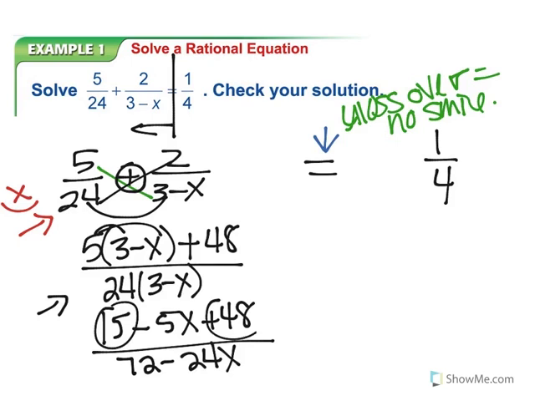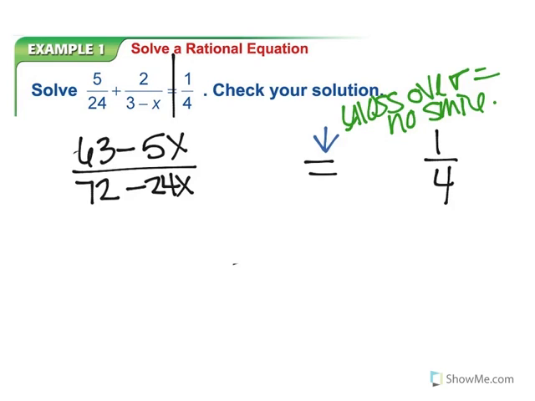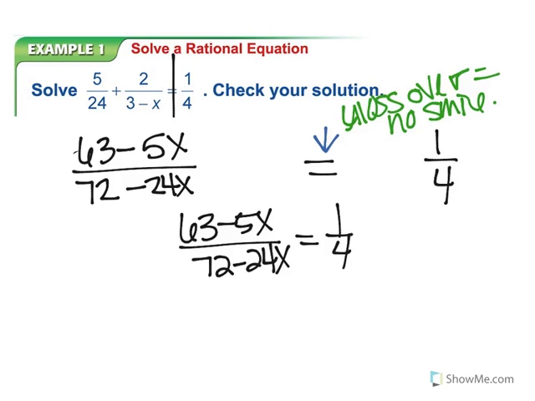Alright, combine like terms real quick. We have 48 plus 15, and that gives me 63. Make sure you have this written down. You get 63 minus 5x over 72 minus 24x. Alright, so this is where we can actually put the equations back together. So we have 63 minus 5x over 72 minus 24x. And this is going to be equal to 1/4.